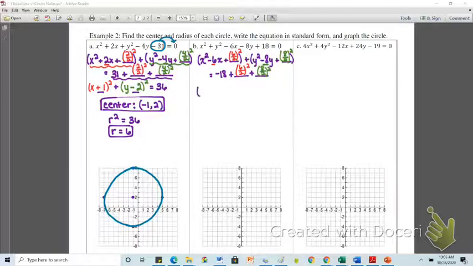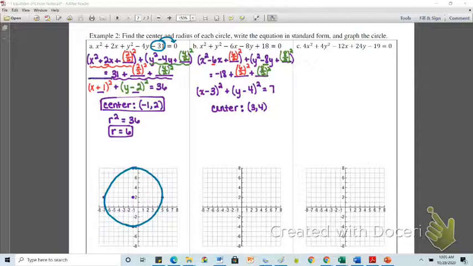So I bring down the letter, bring down the sign. Half of 6 is 3. Same with the next one, bring down the letter, bring down the sign. Half of 8 is 4. And plug all that in my calculator, I get 7. So my center is at 3, 4. Because I do the opposite of what is there.